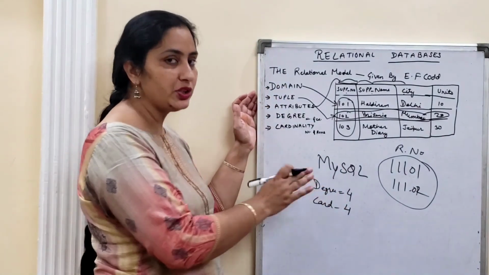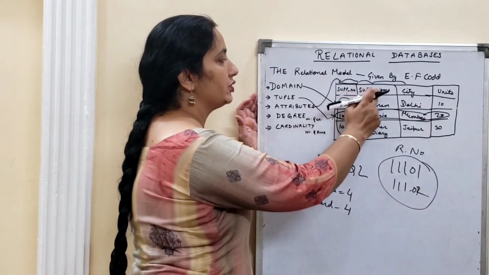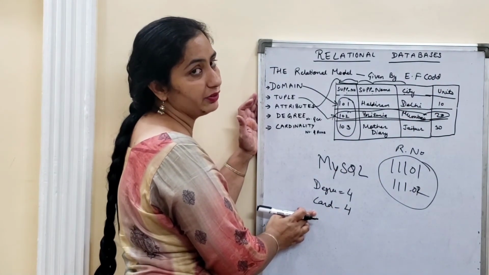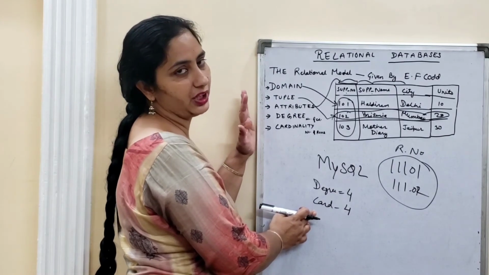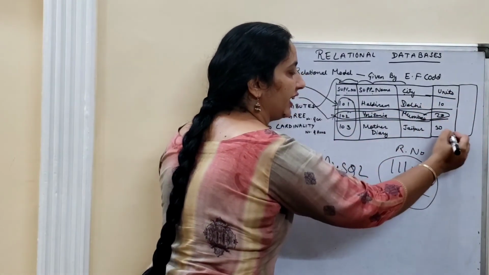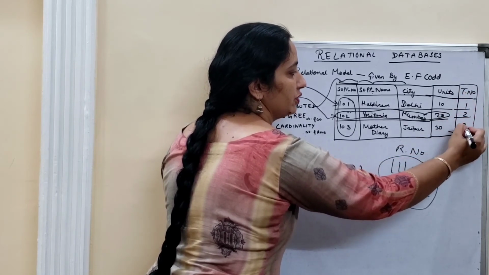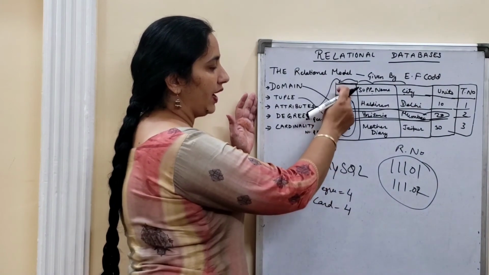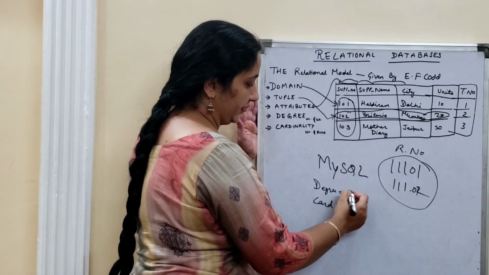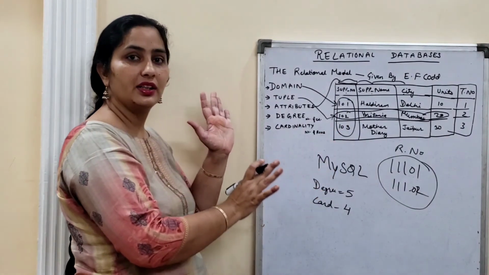Simply, students, you need to count columns whenever you are asked for degree: 1, 2, 3, 4. And whenever you are asked for cardinality, in that case you have to count the number of rows irrespective of the data, whatever it is: 1, 2, 3, 4. Now if I enter one more field here, anything, it could be T number. Okay, 1, 2, 3, 4 and 5. The degree will be 5. But cardinality is going to remain the same as our number of rows is the same.